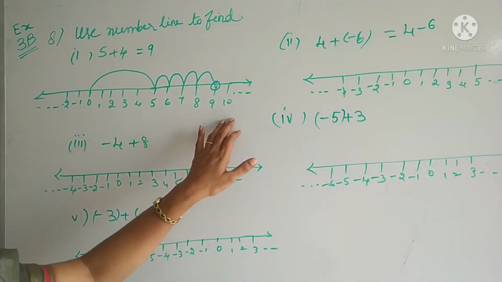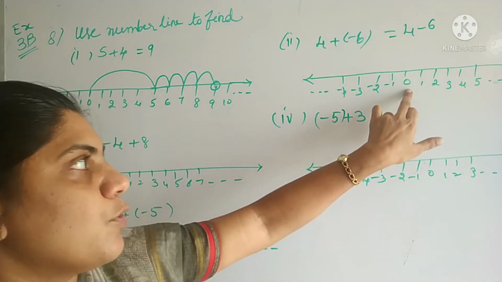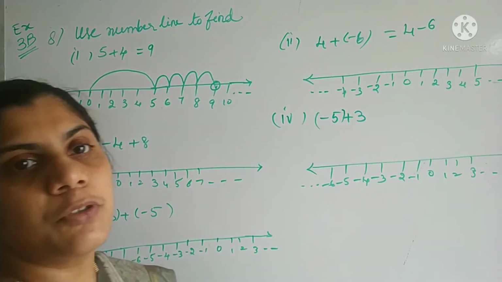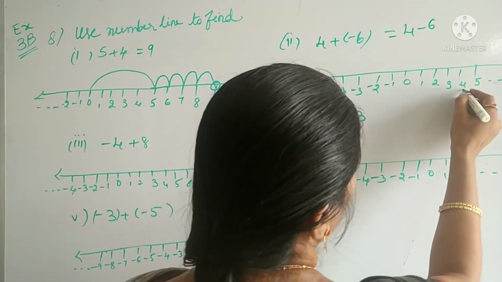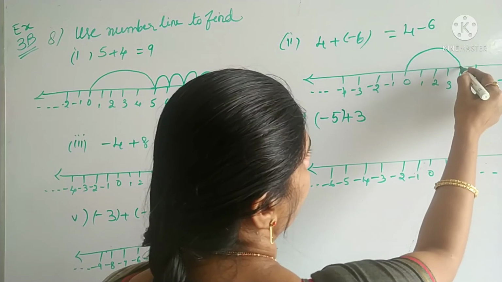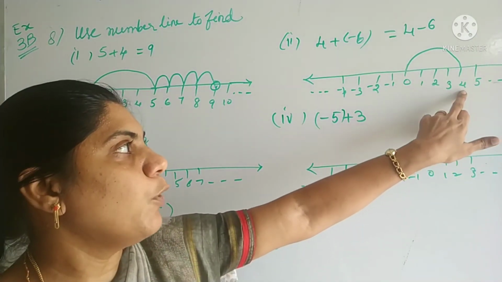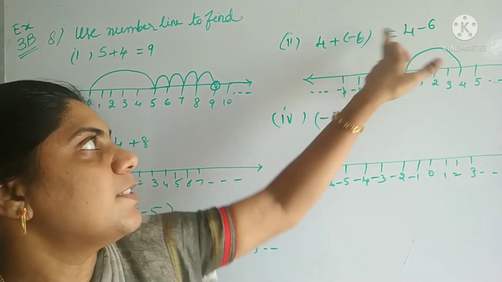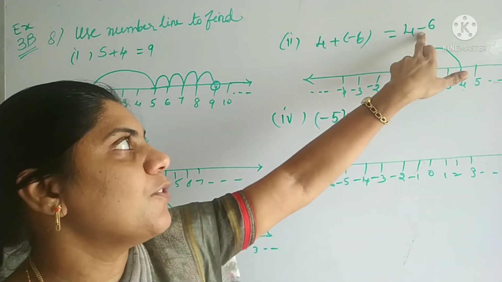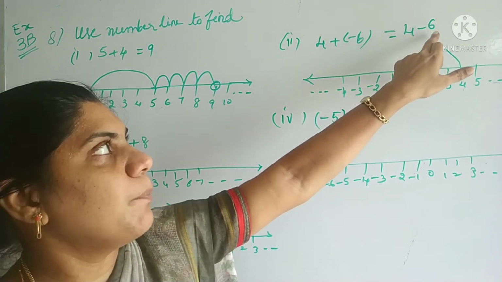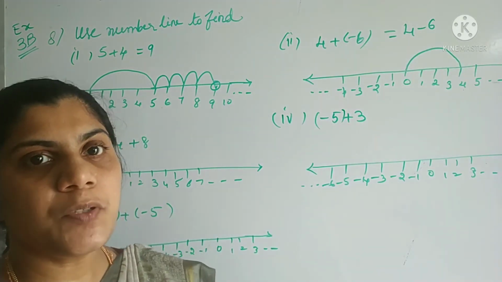Now, always you have to start from 0. What is the first number? 4. So from 0 you have to move to the 4. Where is the 4? Here. So move first to the 4. After going to the 4, we have to add minus 6 here. That means whenever you see the minus, understand that you have to move back. What is the number you have? 6. 6 steps you have to move back.